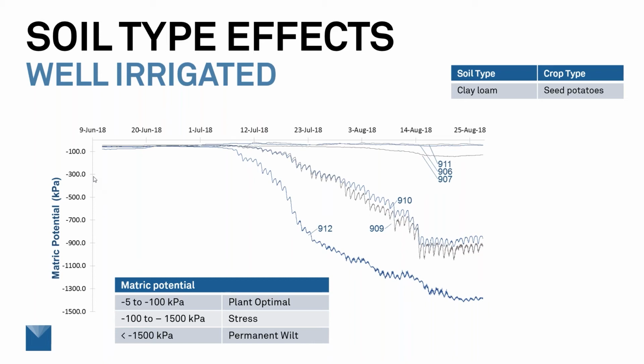I also included a little table at the bottom to help you see the ranges that we'd expect plants to be at optimal versus when they're going into stress. So from negative 100 down, plants are in stress, and we see that 3 of those locations that we were testing out of the total of 6 were actually in stress for most of the season.